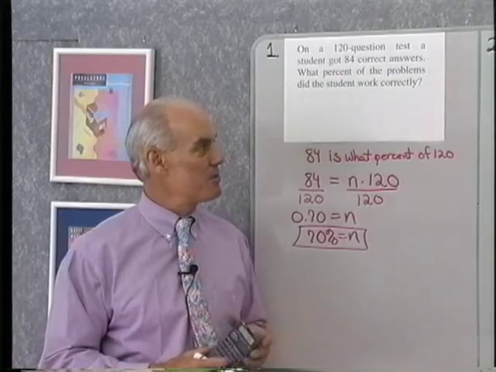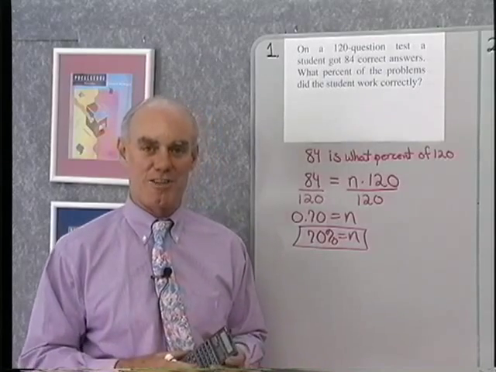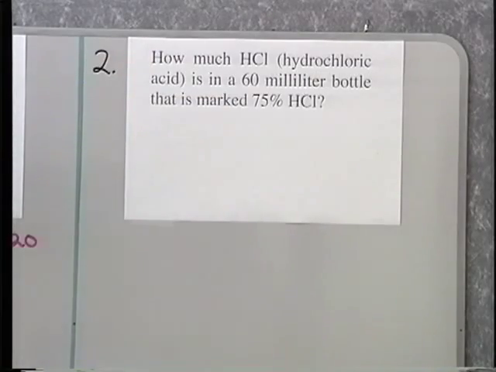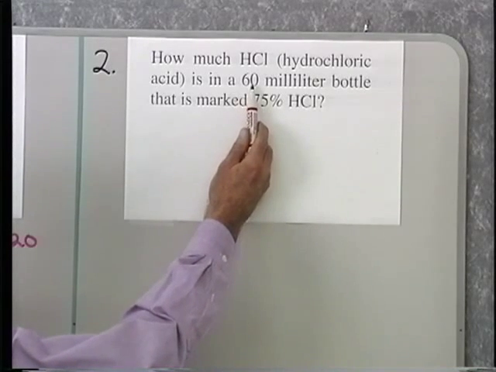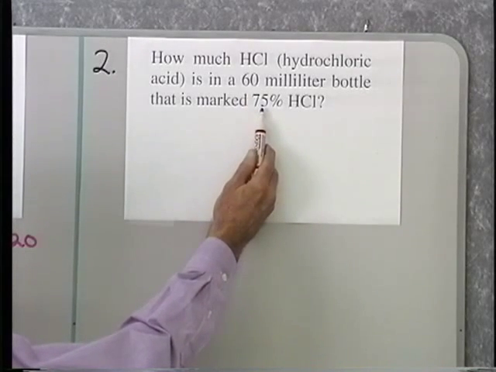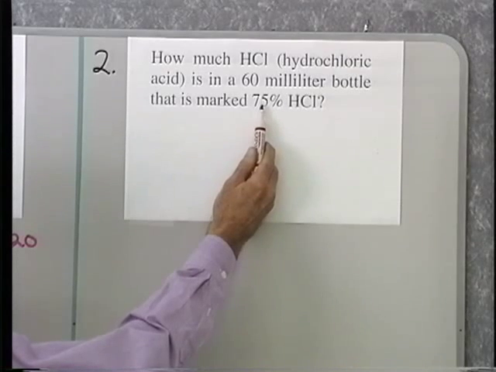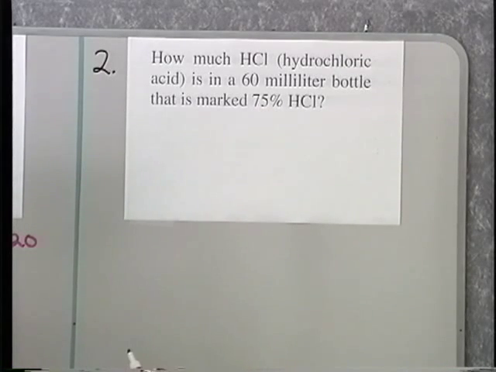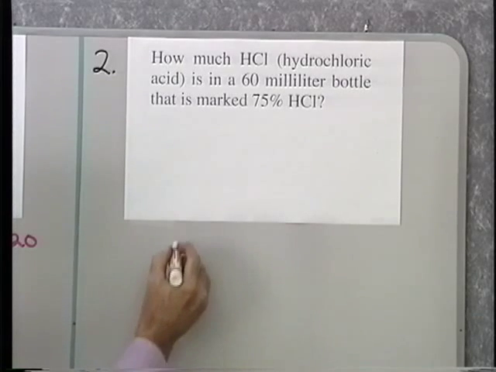So let's go to the next board now and work the next of these application problems. Problem 2, we say how much HCl, hydrochloric acid, is in a 60 milliliter bottle that is marked 75% HCl. So what I have is a bottle that has 60 milliliters of solution, 75% of it is HCl. So what I want to know is how many milliliters of HCl are in the 60 milliliter bottle. So what I want to know is this.